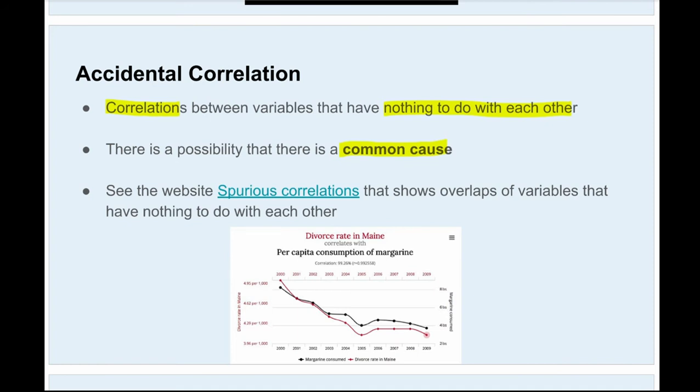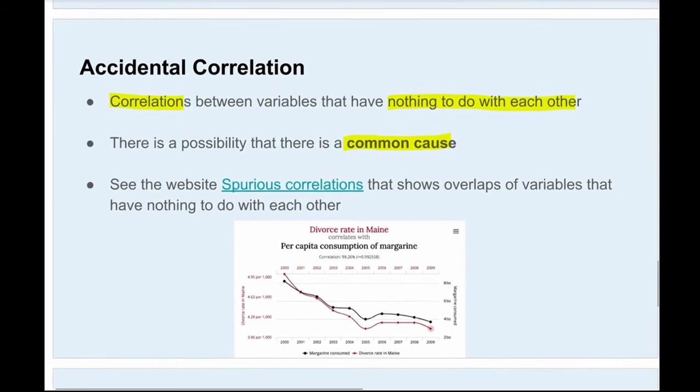If you take a look at the following website, again in the PDF, if you click the link, it shows overlaps of variables that have nothing to do with each other. If we were to look for a correlation, we would find a strong correlation between these variables. However, when you look at what they represent, you would argue that there is nothing to do between them. There might be a common cause, or you might be able to brainstorm one, but chances are there is no relationship and it's just an accidental correlation.